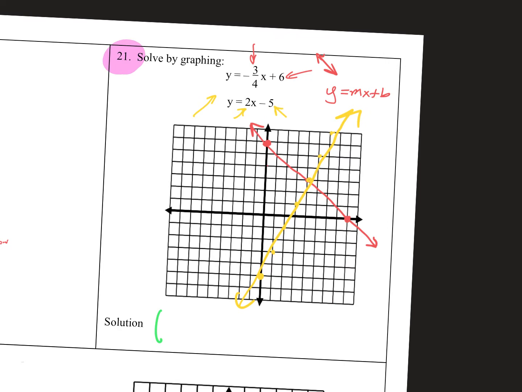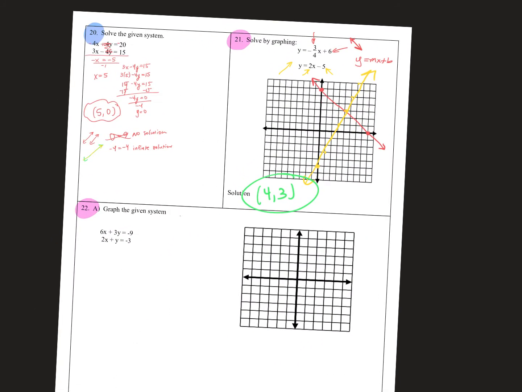At 1, 2, 3, 4. 1, 2, yep, 4, comma, 3. Now, algebraically, just to make sure that you graphed it properly, what could you do with the 4, comma, 3? Plug it in. Good. Very good job, guys.